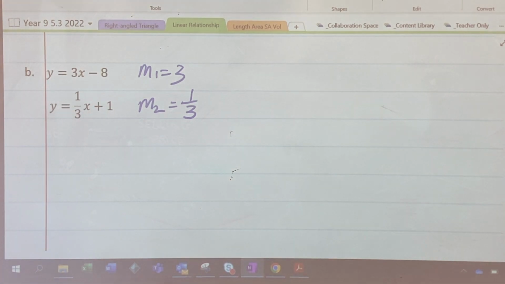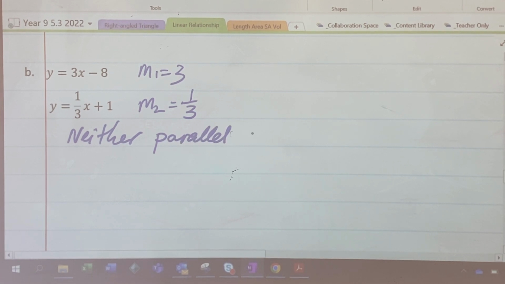So, conclusion is neither parallel nor perpendicular. That's just a quick symbol. All good? People feel comfortable so far?